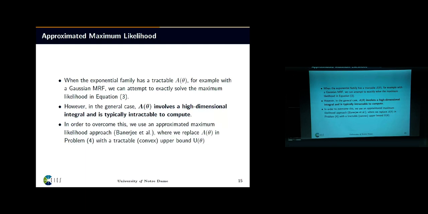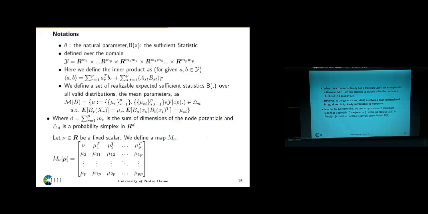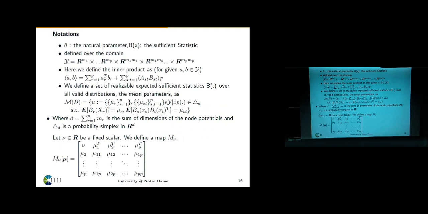for my problem 4. Before proceeding to obtain a value for U of theta or A of theta, we need to recall all our notations, because I've taken the value of A of theta or U of theta from a different paper. So in order to have a compact notation, I'll just recall everything again. Theta is my natural parameter, and B of x is my sufficient statistics, and it's in this domain. Also, my inner product is expressed in this fashion, which we remember from a few slides back.